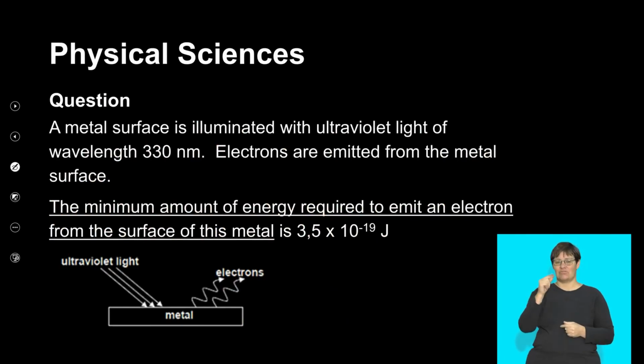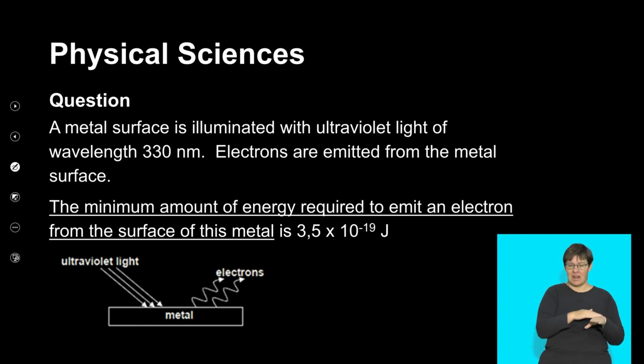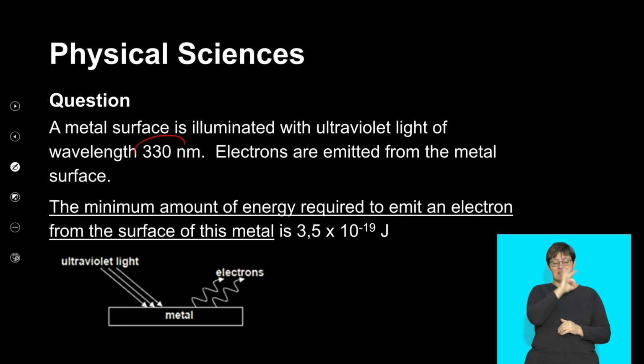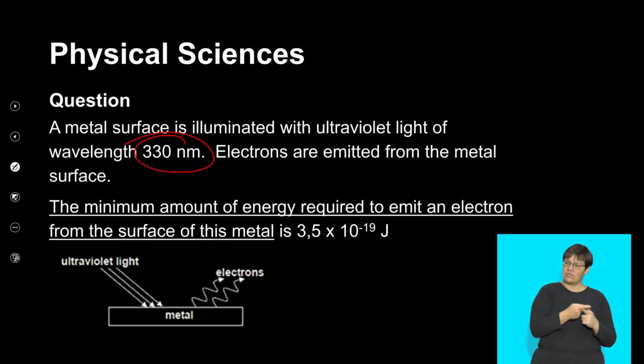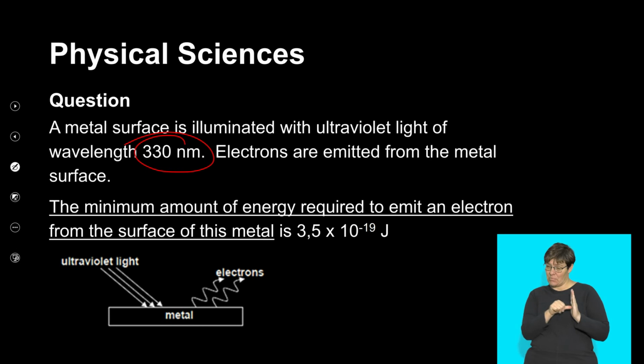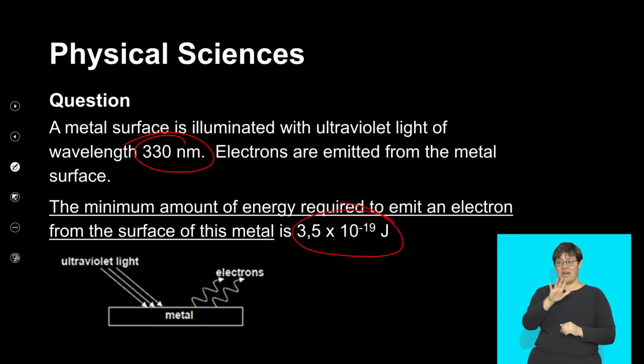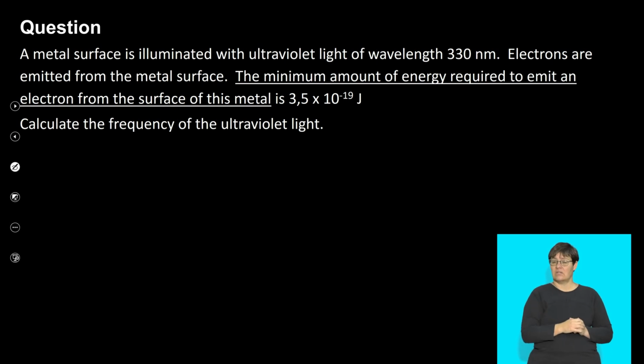We get interesting ones now. So a metal surface is illuminated with ultraviolet light of wavelength 330 nanometers. Electrons are emitted, and the minimum amount of energy required to emit an electron from the surface of this metal, they've underlined it, which means it's important, is 3.5 times 10 to the minus 19. First question, what you need to recognize for me is this. That's the work function, okay?